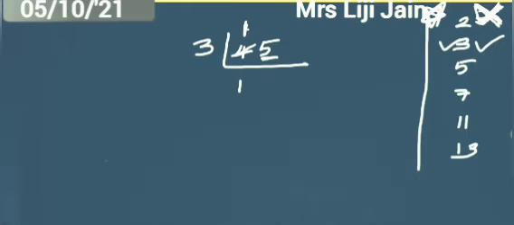Understood? Is it clear? 3 ones are 3 only, but here we have 4. So 3 after 4 balance 1. That balance has to be written above this 4. Understood? Now keep this 1 and 5 together in mind.